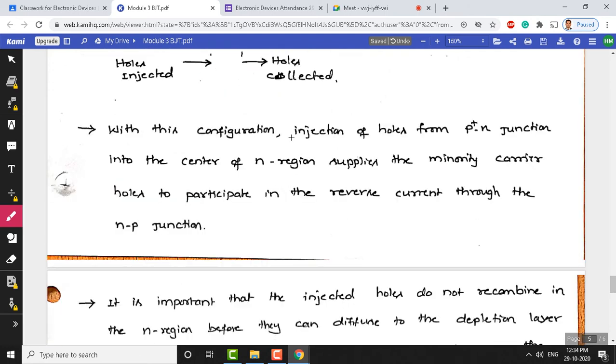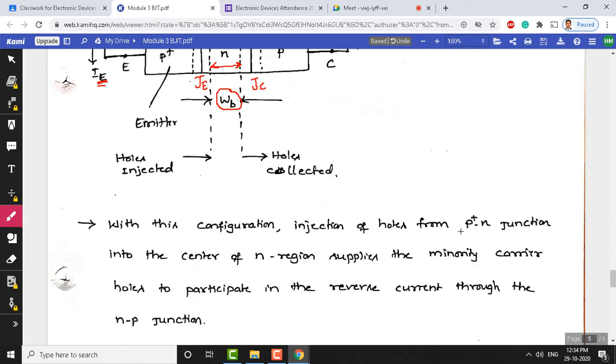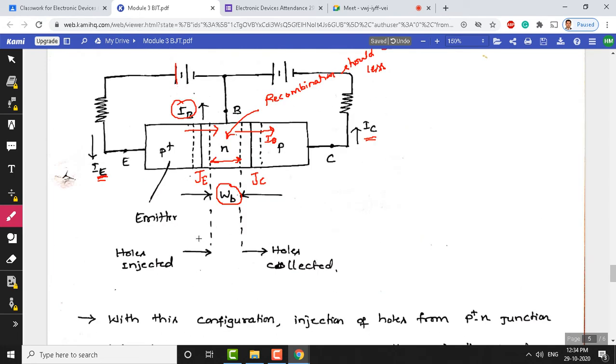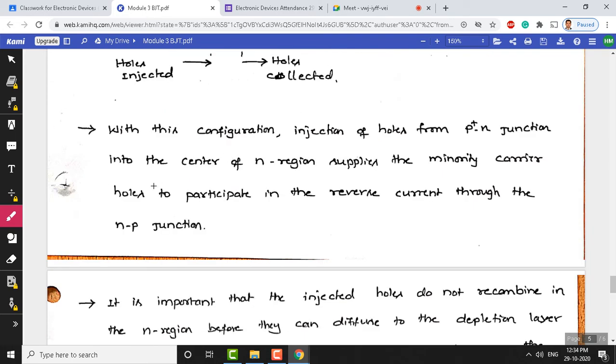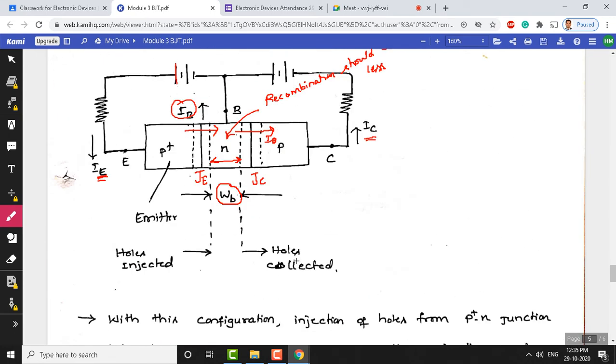With this configuration, what we have seen is a forward biased emitter junction, a reverse biased collector junction, and injection of holes from the P plus N junction into the center N region, which supplies the minority carrier holes. So the P plus region is supplying minority carriers to the N region, to participate in the reverse current through the NP junction here. Okay. So, it is important that injected holes do not recombine in the N region, as we already said, because they can diffuse to the depletion layer of the reverse bias junction. Thus, we must make the N region narrow compared to the hole diffusion length. Okay. So, this region must be very narrow.